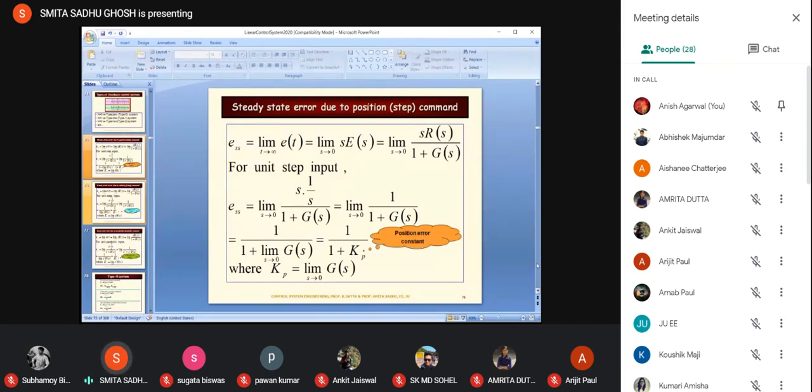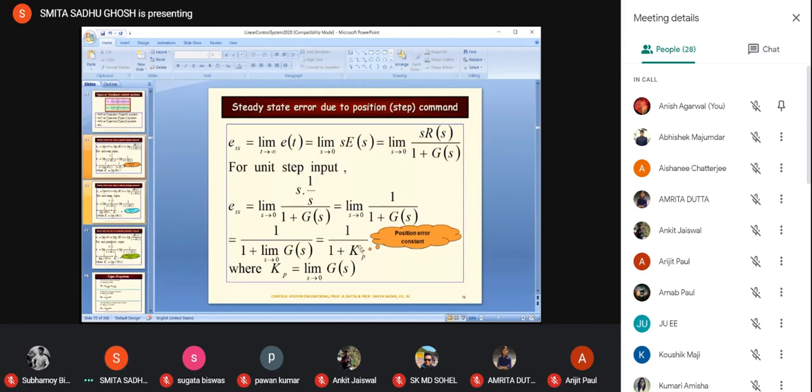So now you would recollect that we had already seen this slide, that is, the steady state error ESS in case of a position or step command is calculated as 1 by 1 plus Kp, where Kp is limit of G(s) as s tends to 0. So now if we were to find out the steady state error due to a step command, what would we do? The steps involved would be as follows. We would first calculate the position error constant by using this expression, and then we would substitute it in the expression for ESS, which is equal to 1 by 1 plus Kp.